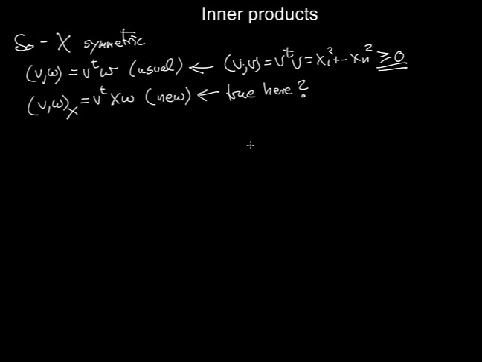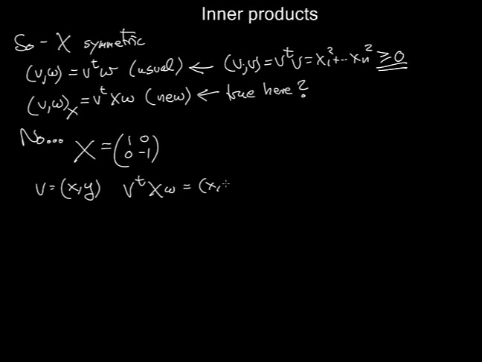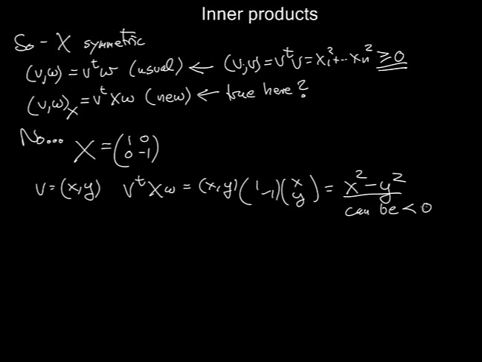Now, with this new inner product, is that same property true? Well, obviously not. Let's just write down a very simple example. You take 1, minus 1. And if you take the vector (x, y) and you compute its inner product with itself, what do you get? Well, you get V transpose X V, which looks like this, and that's x squared minus y squared. And of course, that can be negative. And it can be 0 even if the vector is not 0. And in some ways, we don't like this.